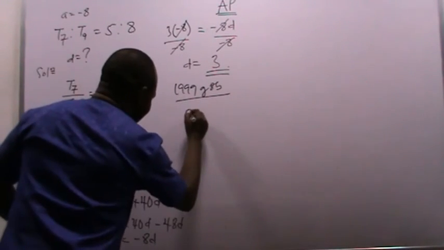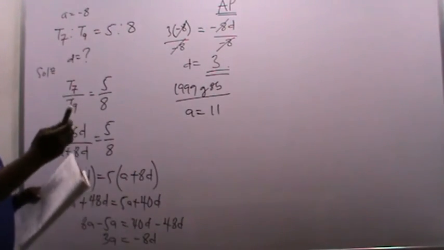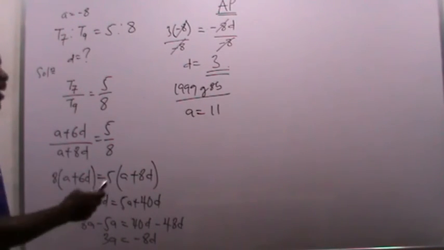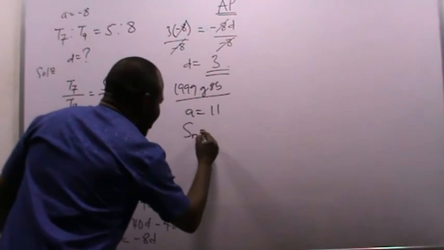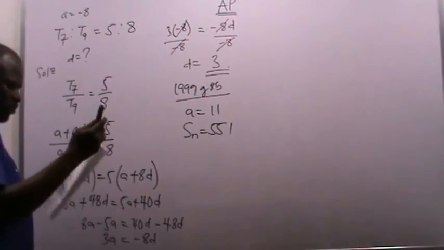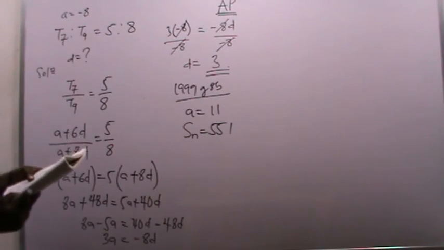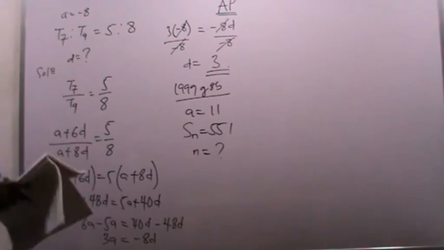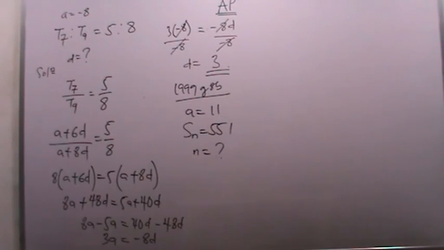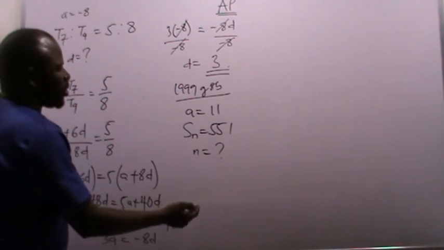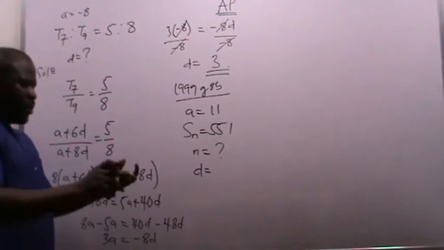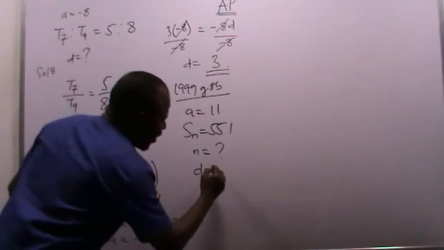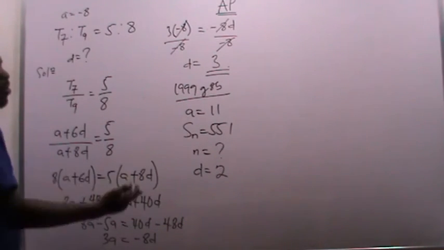So they are giving you the first term, 11. If the sum of the numbers is 551, they are giving you the sum. How many houses are there? Now, one thing you should know is this: odd numbers. When you talk about odd numbers, what are their differences? You have 1, 3, 5, 7. The difference between odd numbers is always 2. So the common difference is 2.